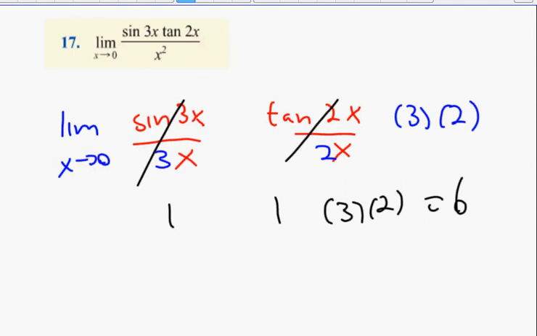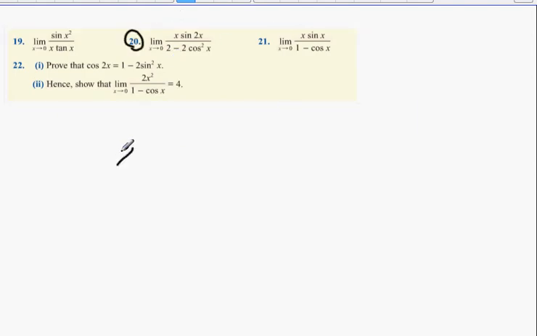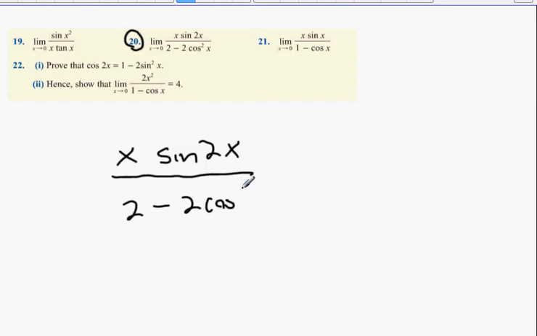Okay guys, moving on. Number 20. Okay, x sine 2x. The top is grand, but the bottom isn't. Okay, I'm not happy with the bottom. So I'm going through a lot of rules in my brain here right now, and I'm thinking, okay, one of the easiest rules I could try would be cos squared x plus sine squared x equals 1. I could try that out.